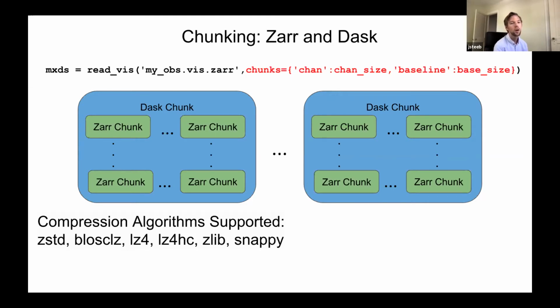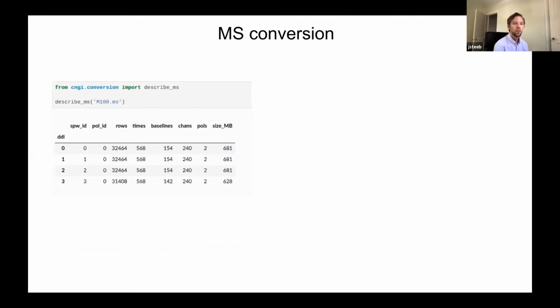Okay, so when you call read viz, you can send it the chunks you want. So you can say, this is the number of channels in a chunk, the number of baselines in a chunk, and so forth, depending on the algorithm you want to do. And of course, all of these compression algorithms are supported, and that's given to us by Zarr that uses numcodecs. Okay, so of course, most radio astronomy data is stored in the measurement set, so we need to be able to convert it.